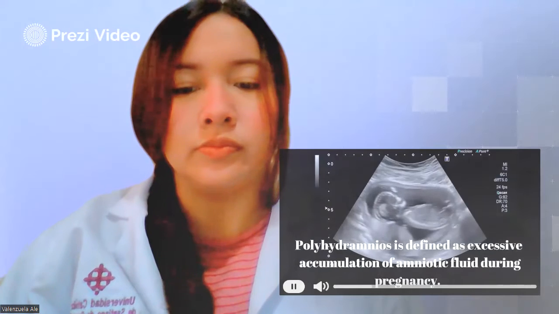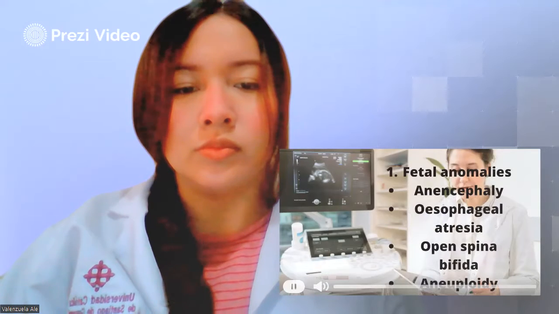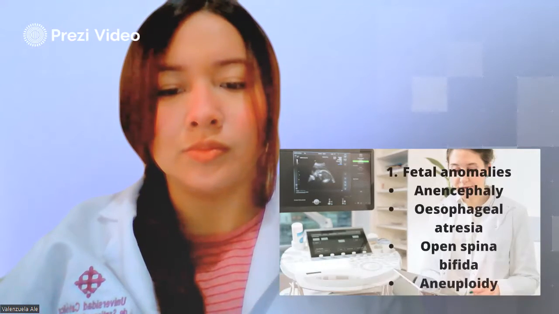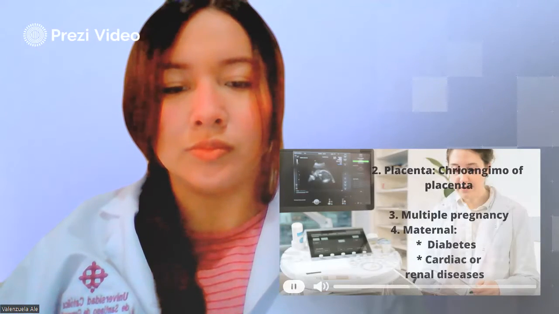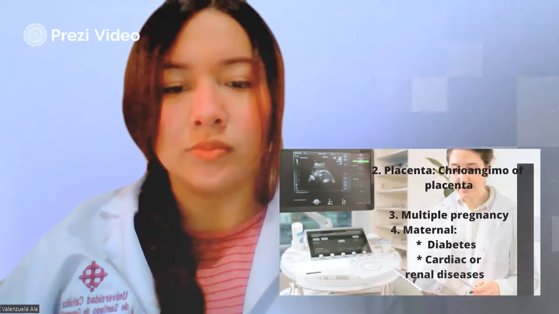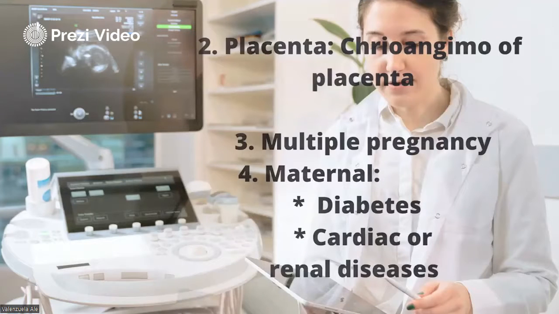Fluid during pregnancy. Causes of polyhydramnios. 1. Fetal anomalies: anencephaly, esophageal atresia, open spina bifida, aneuploidy. 2. Placenta: abnormal placenta. 3. Multiple pregnancy. 4. Maternal: diabetes, cardiac or renal diseases.